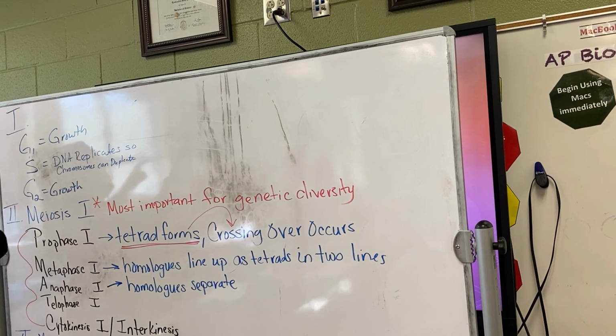All right. So, these are your chromosomes before S phase. During S phase, they replicate. So these are your duplicated chromosomes. In prophase 1, they form a tetrad so that they can cross over. Metaphase 1, they line up in their tetrad in the middle of the cell. Anaphase 1, the homologs separate. So now they're in two different cells, okay?